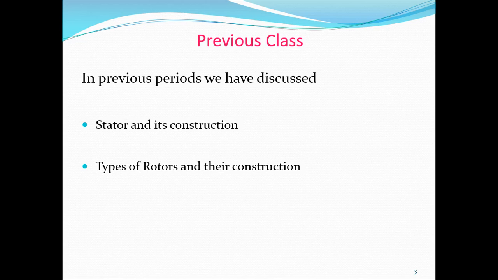core. It is a laminated core to reduce the losses, and this rotor contains slots on the outer periphery. On these slots we will provide the armature winding, and the excitation is given through the slip rings which are placed on the rotor shaft.